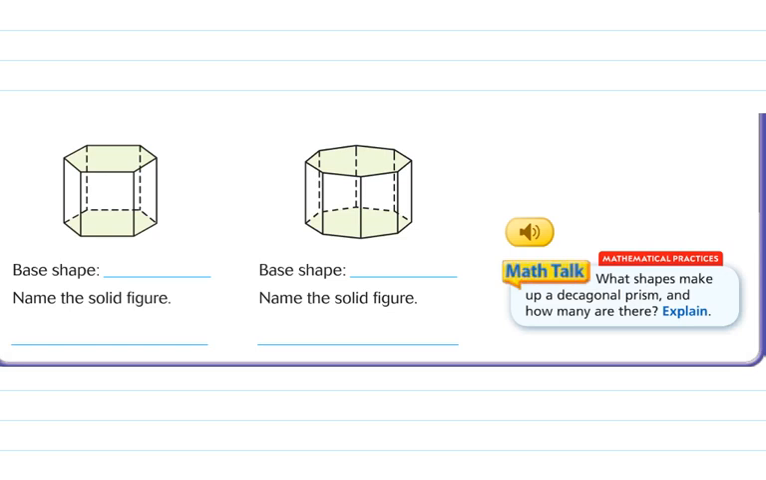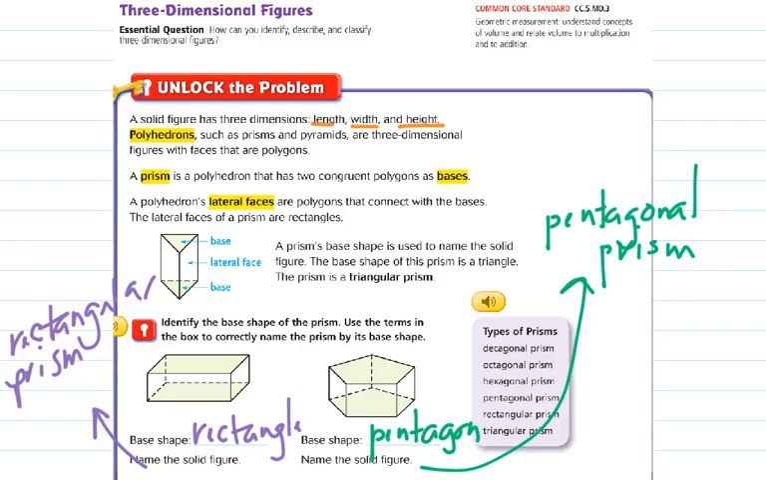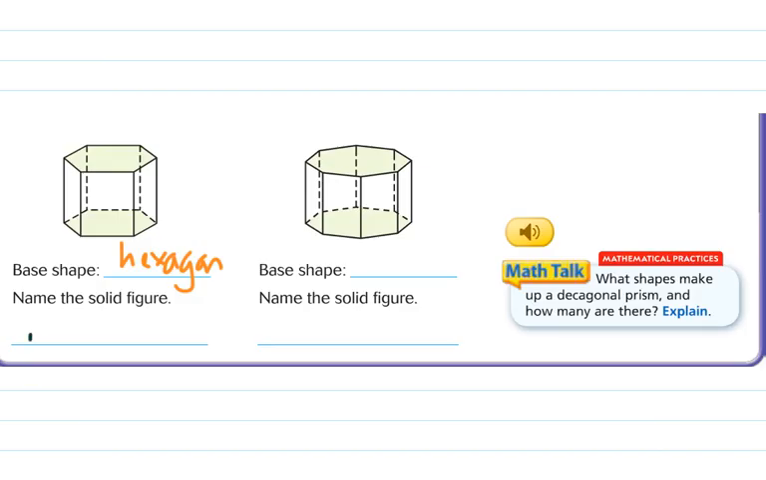Next, if we look at this base shape here, shaded in green, it is a hexagon. So we're going to write down that it is a hexagon. If we go back up to our list, oh, I should have crossed those out as we went through. Rectangular prism we used, and we used pentagonal prism, and then the next one is a hexagonal prism. So we're going to write that down as a hexagonal prism.